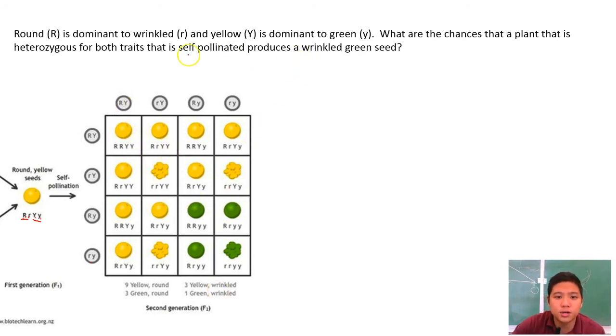And if we notice, we're trying to find out what are the chances that we get a wrinkled green seed. So the only wrinkled green seed is right here. So that's 1 out of the 16 squares. So the chances are going to be 1 out of 16.